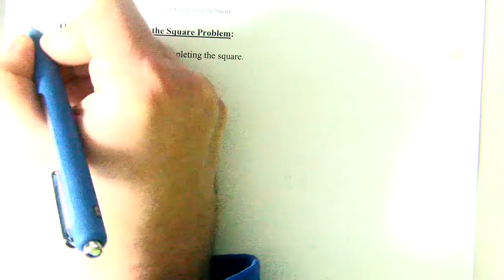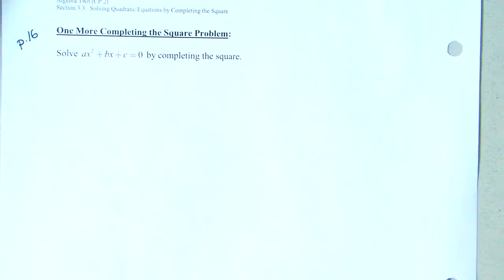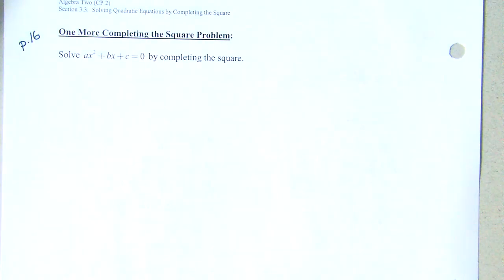On page 16 in the notes, we're going to take a look at one final completing the square problem. I'm going to try to solve the equation ax squared plus bx plus c by completing the square. First thing I need to do, I need to get the constant on the other side. So I'm going to subtract c, and we're going to get ax squared plus bx equals negative c.